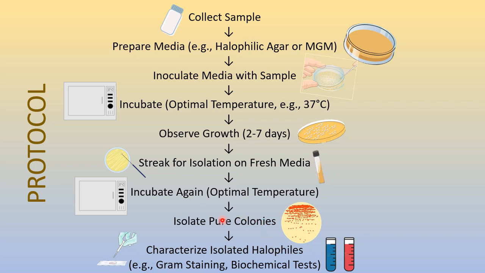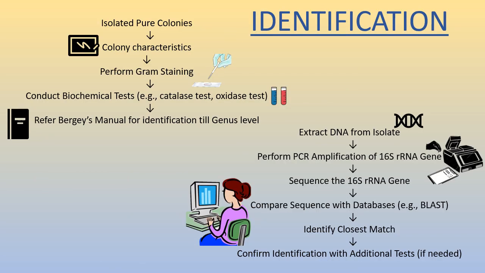Now after getting an isolated pure colony, you go for characterization of your isolated halophile. The first thing that we do is report the colony characteristics, then go for gram staining, motility, and then biochemical tests, right? This is the basic protocol for isolation of halophiles. Now, once you have done isolation, if you have identification in your syllabus for practicals, you go for identification. Otherwise, it is okay to just do the isolation.